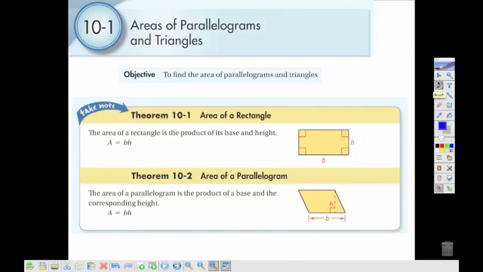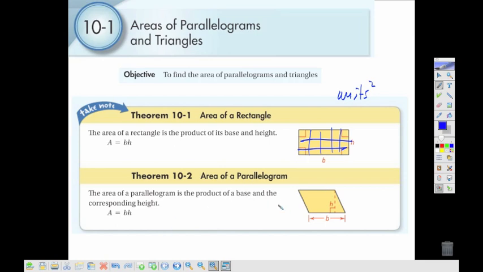In Chapter 10, we're talking about area, and we're going to start with the area of a parallelogram, and from that we'll get the area of a triangle. So the first thing we'll notice, the definition of an area of a rectangle will be just simply base times height. Remember that area is measured by looking at the number of squares that we can divide something into, counting those squares. So we always want to write our units as units squared.